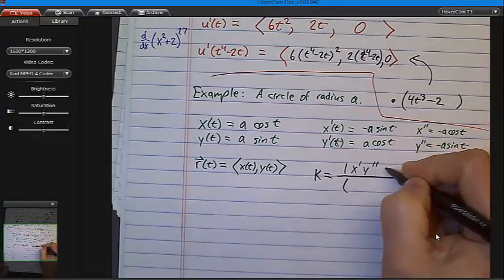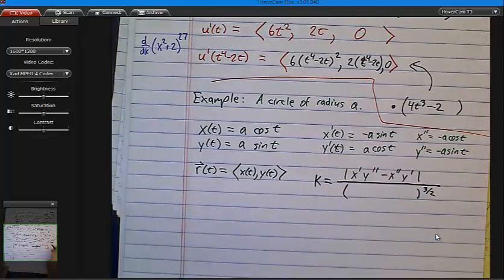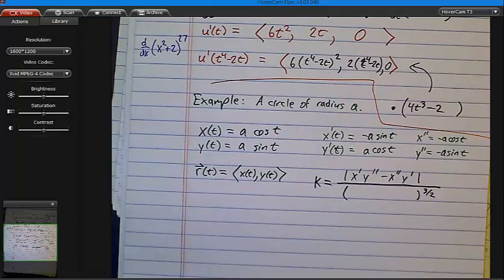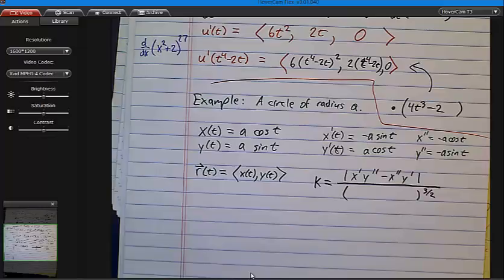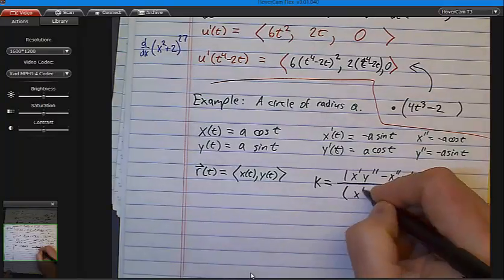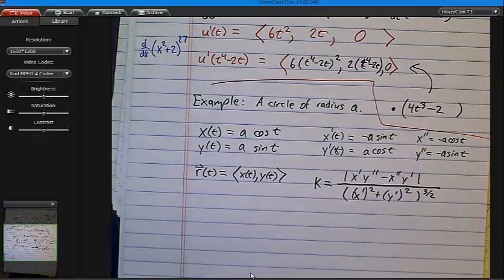x prime y double prime minus x double prime y prime over f prime squared plus g prime squared. So for us, that's x prime squared plus y prime squared, right? So there's the curvature formula that I want to use. So let's see if I can do it.